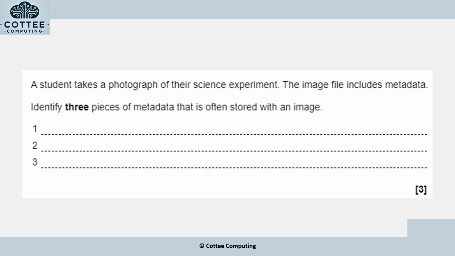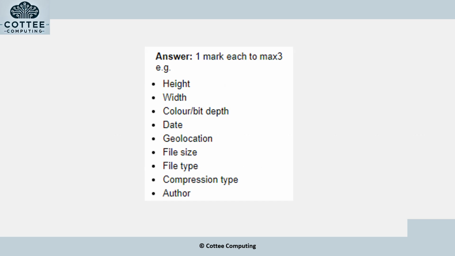Metadata question, data about data. Have a go at that. So you could have a whole host of things: height, width, color depth, bit depth, date it was taken, geolocation, file size, file type, compression type, author, anything that's not on that list that is sensible, you'll have them all. Have them all.